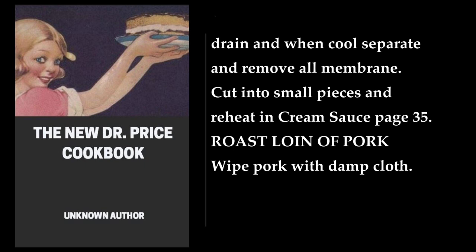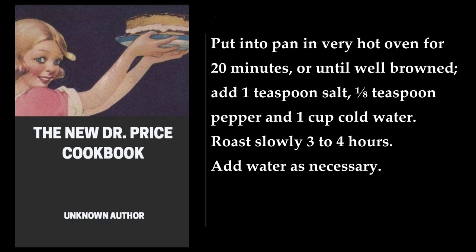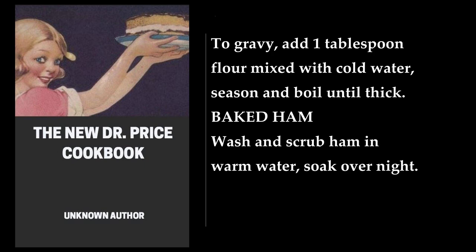Page 35. Roast loin of pork. Wipe pork with damp cloth. Put into pan in very hot oven for 20 minutes, or until well browned. Add 1 teaspoon salt, 1/8 teaspoon pepper and 1 cup cold water. Roast slowly 3 to 4 hours. Add water as necessary. To gravy, add 1 tablespoon flour mixed with cold water, season and boil until thick.